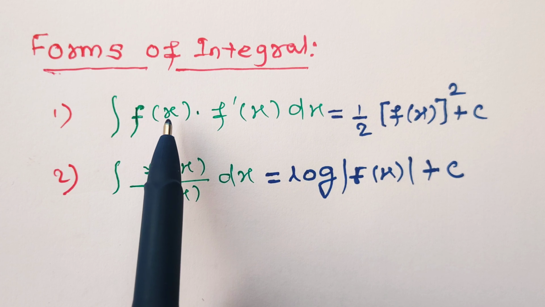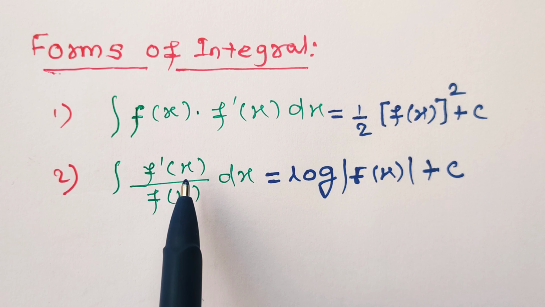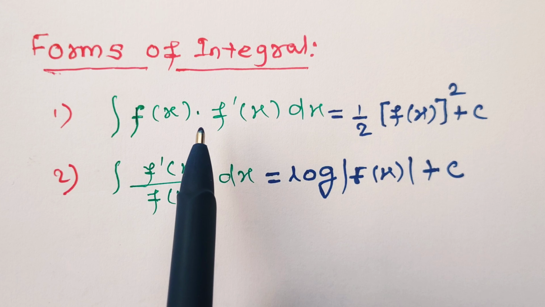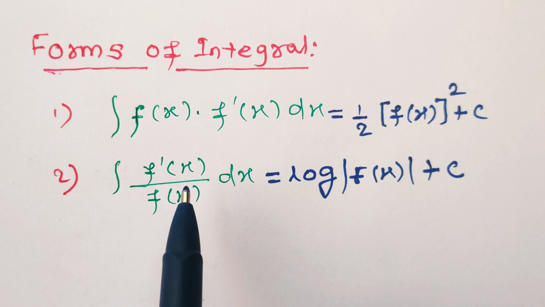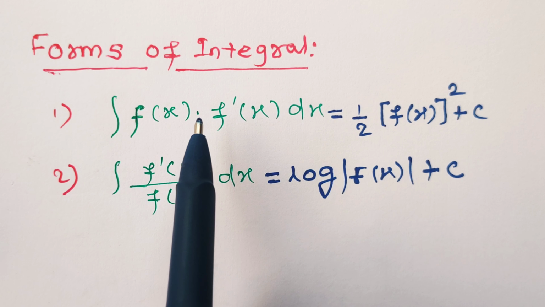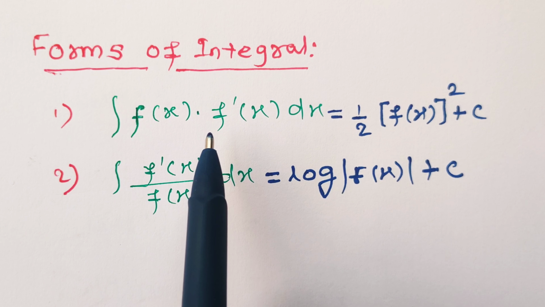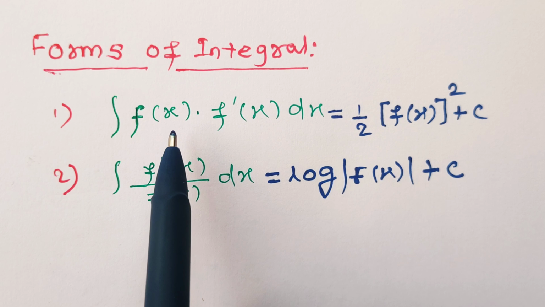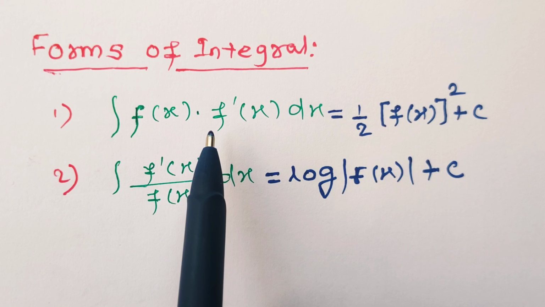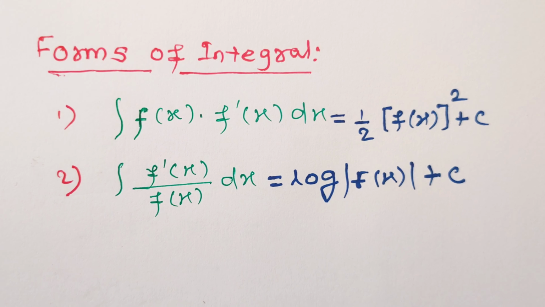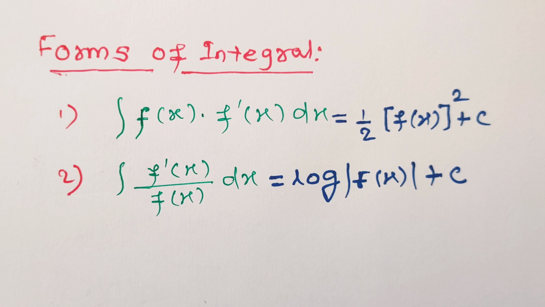Here derivative of f(x) is in multiplication, and here derivative of f(x) is in numerator and function f(x) is in denominator. We have to apply these two formulae to evaluate the given integrals when the integrand is complex, and in that case we have to split the integrand such that, using substitution as new variable for some part of the integrand, the remaining part will be the derivative of that substitution. So you can consider these two forms as formulae.